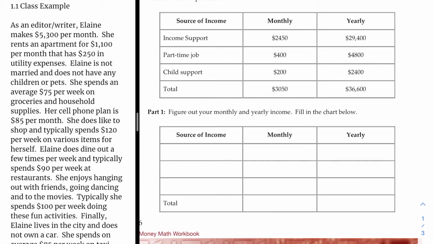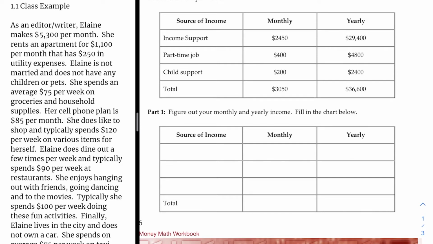She does like to shop and typically spends $120 per week on various items for herself. Elaine does dine out a few times per week and typically spends $90 at restaurants. She enjoys hanging out with friends, going dancing, and to the movies. Typically, she spends $100 a week doing these fun activities. Finally, Elaine lives in the city and does not own a car. She spends on average $75 a week on taxi fares.